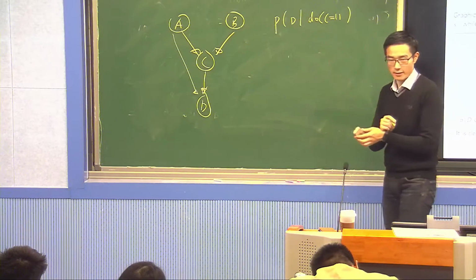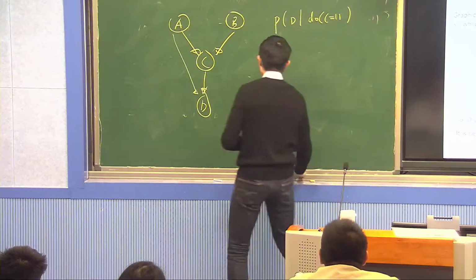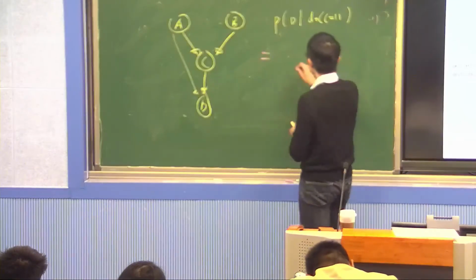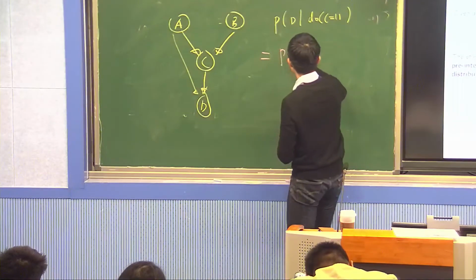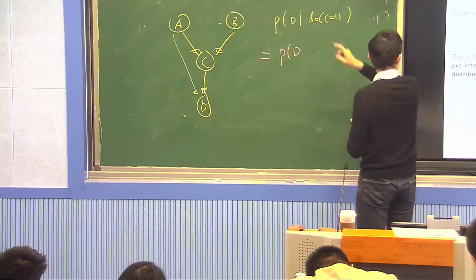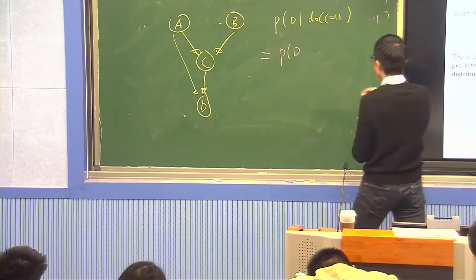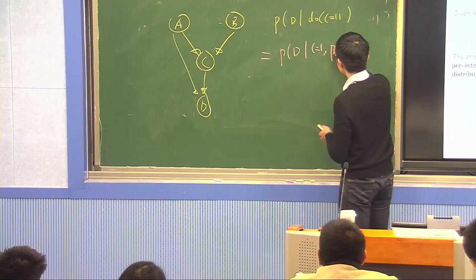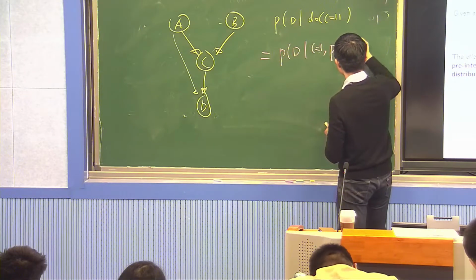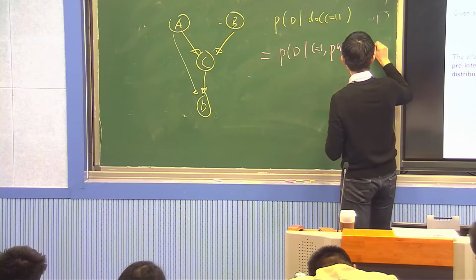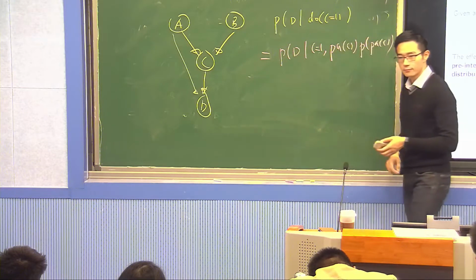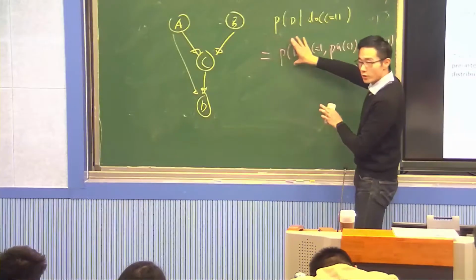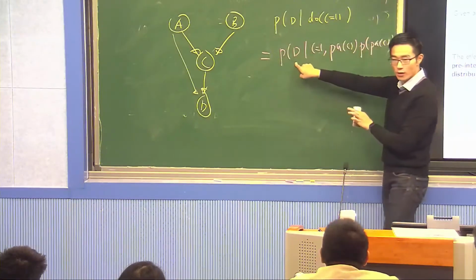What is this thing then? Well, it's very easy. Use our formula, okay? The formula is P(D | do(C=1)) equal to P(D | C=1, parents of C) times the joint distribution of the parents of C. That's the one we just used. The only difference is just now we're talking about joint distribution. Right now we only have one variable.